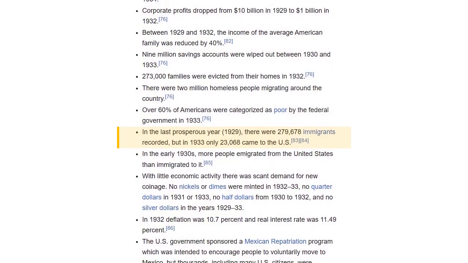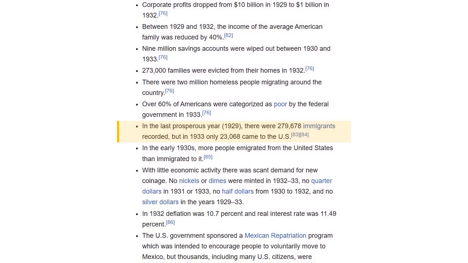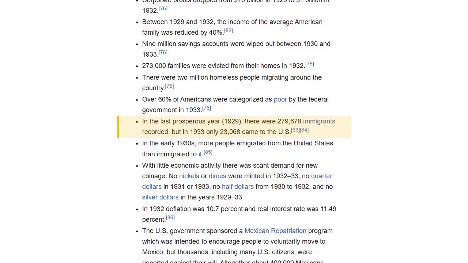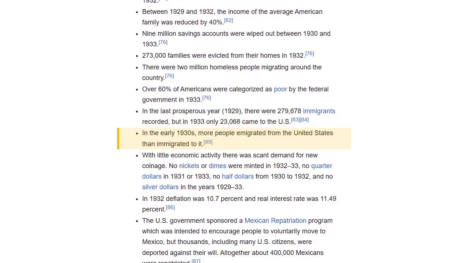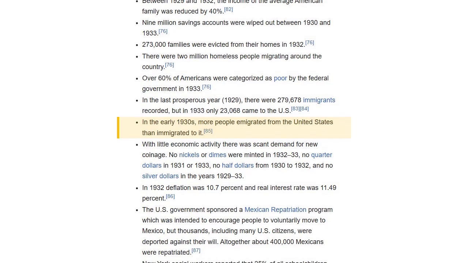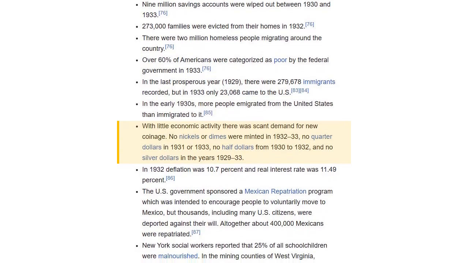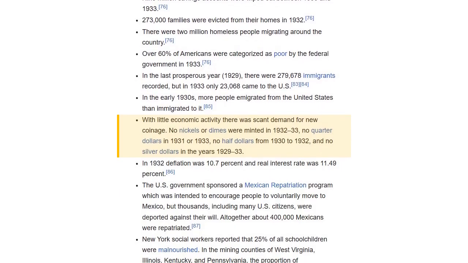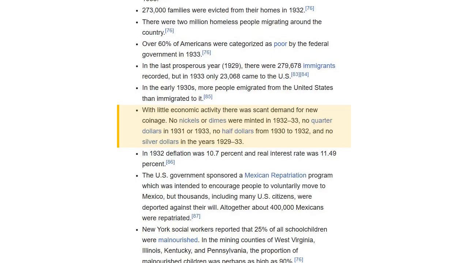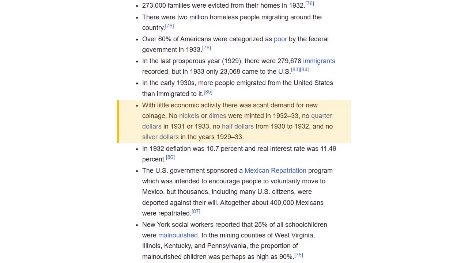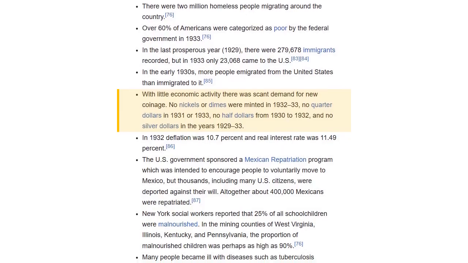In the last prosperous year, 1929, there were 279,678 immigrants recorded. But in 1933, only 23,068 came to the US. In the early 1930s, more people emigrated from the United States than immigrated to it. With little economic activity, there was scant demand for new coinage. No nickels or dimes were minted in 1932-33, no quarter dollars in 1931 or 1933, no half dollars from 1930 to 1932, and no silver dollars in the years 1929 to 33.